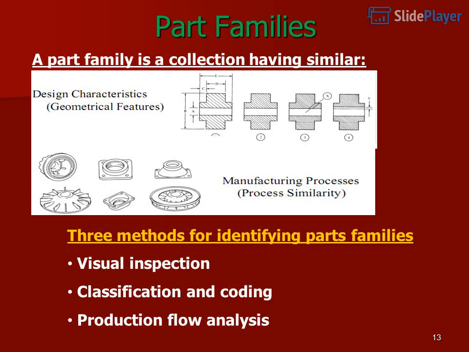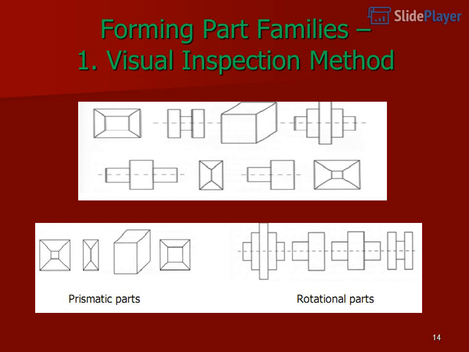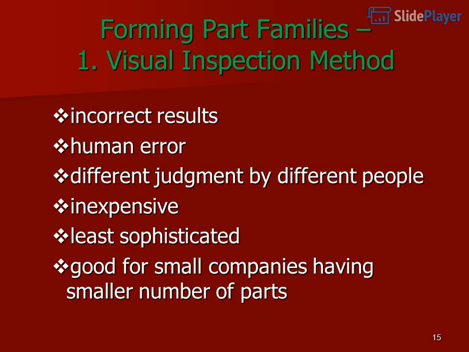Part families. A part family is a collection of parts having similar characteristics. Three methods for identifying part families: visual inspection, classification and coding, and production flow analysis. Forming part families. One, the visual inspection method. It can give incorrect results due to human error and different judgment by different people. It is inexpensive and the least sophisticated, and good for small companies having a smaller number of parts.